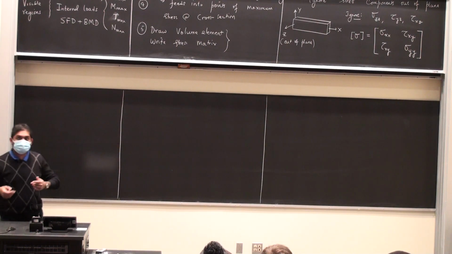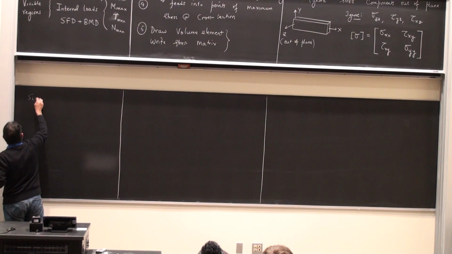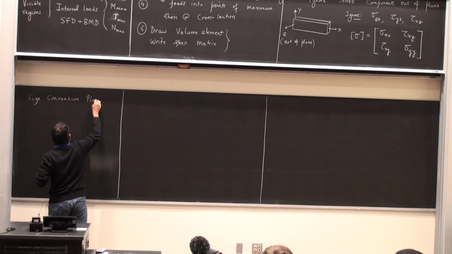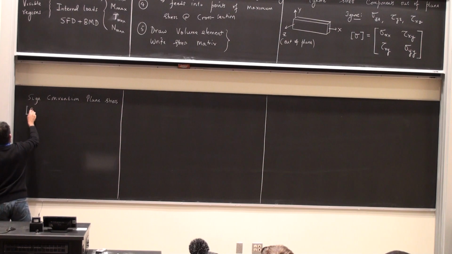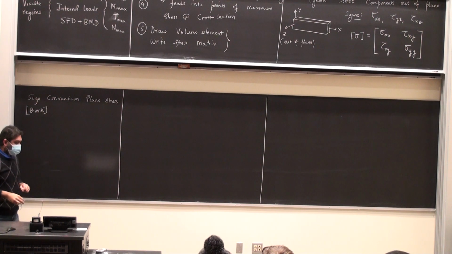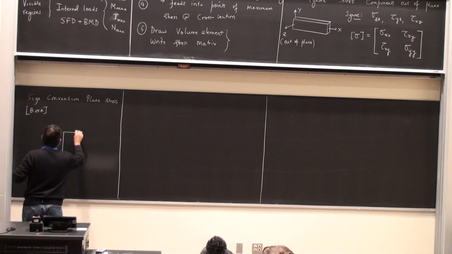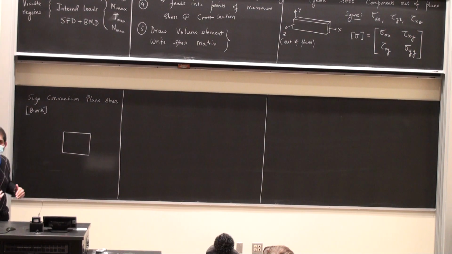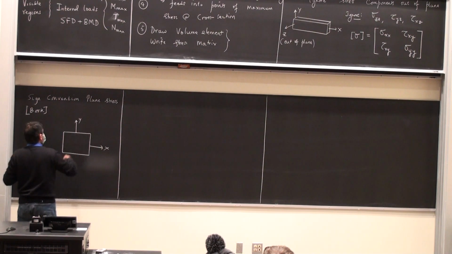Because there are people who might look at the book and then get confused about this. So this is the sign convention for stresses for plane stress, based on the book. A rectangle. Call any axes x and y. Typically the convention is that the horizontal axis is x, and the vertical is y. This is the x axis. This is the y axis.